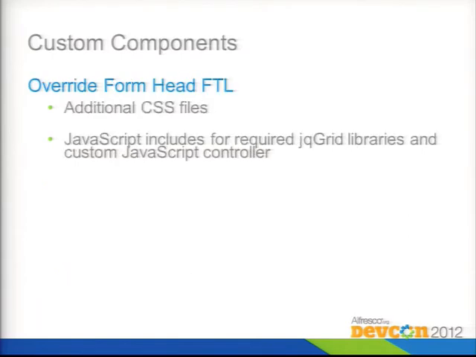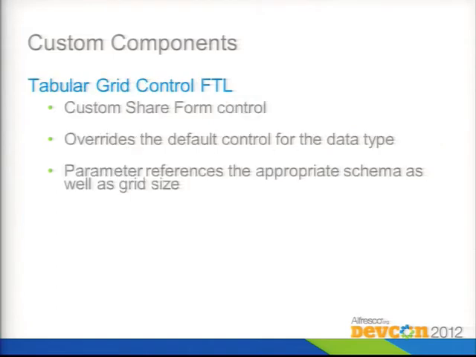And again, we override the form head FTL. This is pretty simple. We're just adding some CSS and JScript includes. The tabular grid control is a custom control. But if you're familiar with the form controls that are out there for Alfresco already, it doesn't look much different than that. It's the same kind of idea. So we basically use that concept and created our own control, and you point that instead of the default control for the data type.